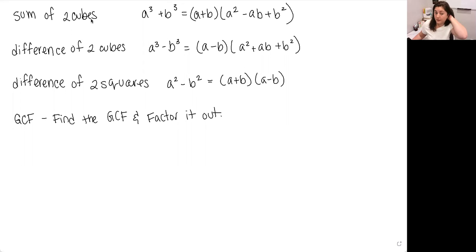Okay, so this is some of the stuff that's at the top of the page. This is 4.4 factoring polynomials from the Big Ideas book. It is a homework assignment.